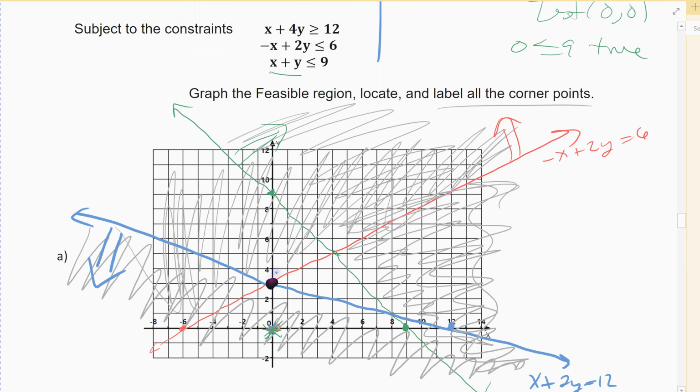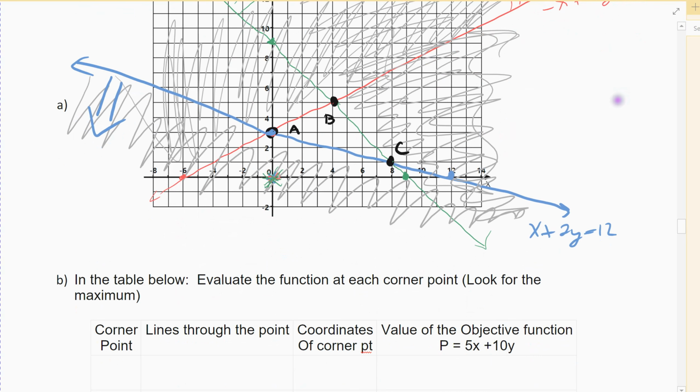And these are my corner points. That's a corner point, that's a corner point, and that's a corner point. Which, if I graphed it nicely, and on this thing it's not necessarily the easiest to graph it, I should be able to determine what those are. So I'm going to call that first one A, this one B, this one C. And so now I go put it in my table.